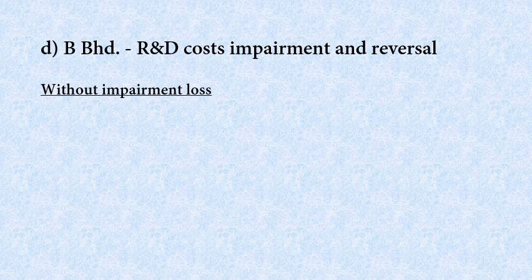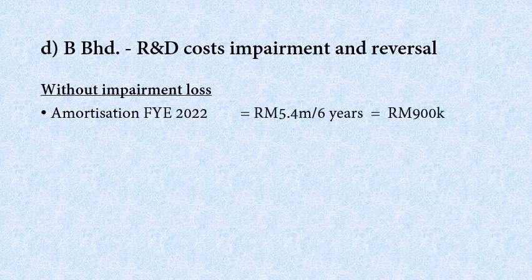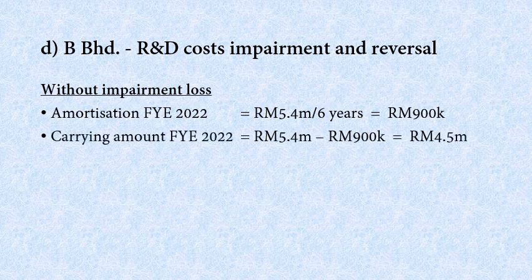Next, we need to determine the carrying amount and accumulated amortization should there be no impairment loss recognized. So in the year 2022, the amortization would be 900,000. Note that the research and development cost has not been deducted by the 2.4 million worth of impairment loss. And thus the carrying amount for the same year would be 4.5 million.